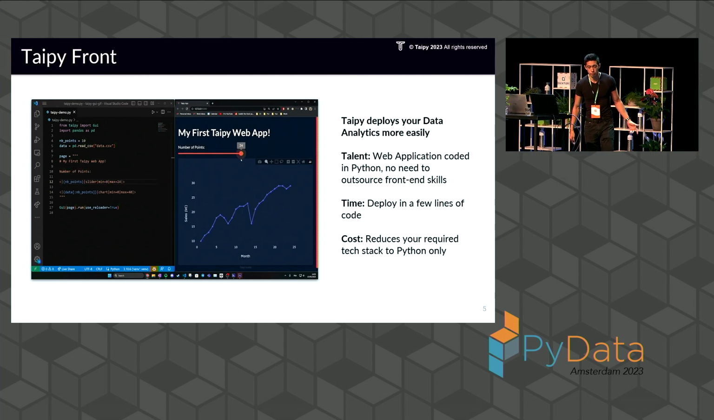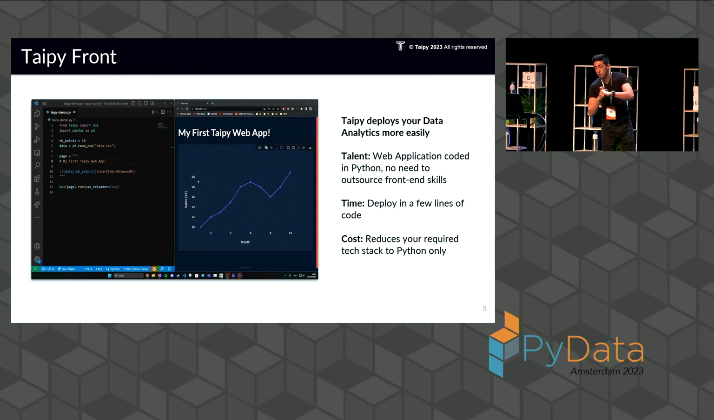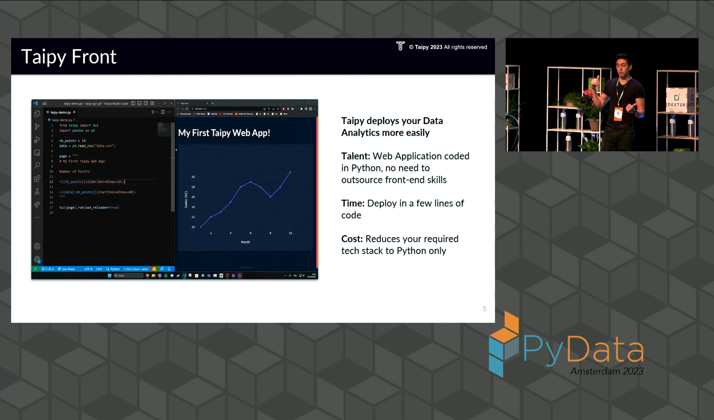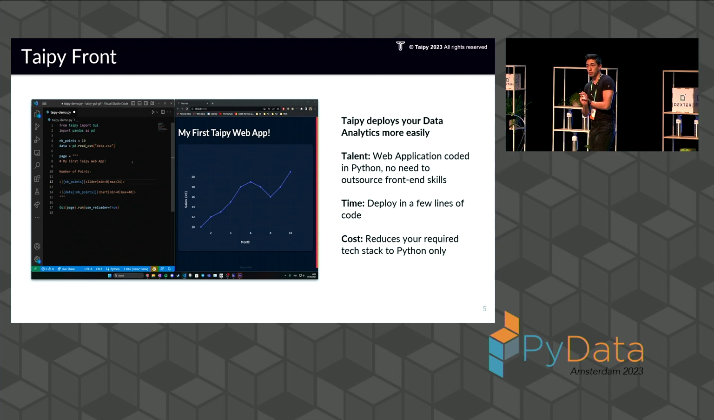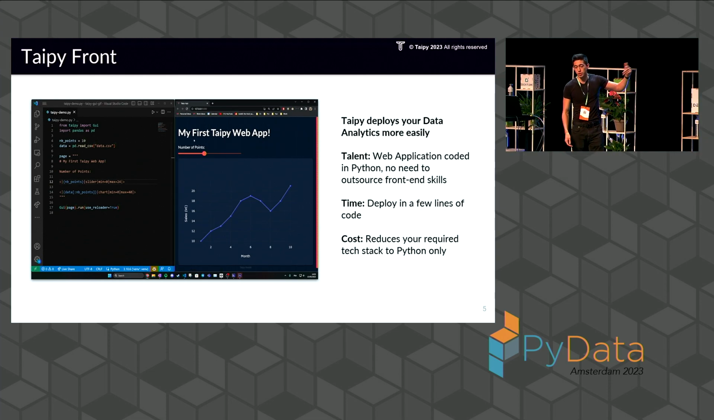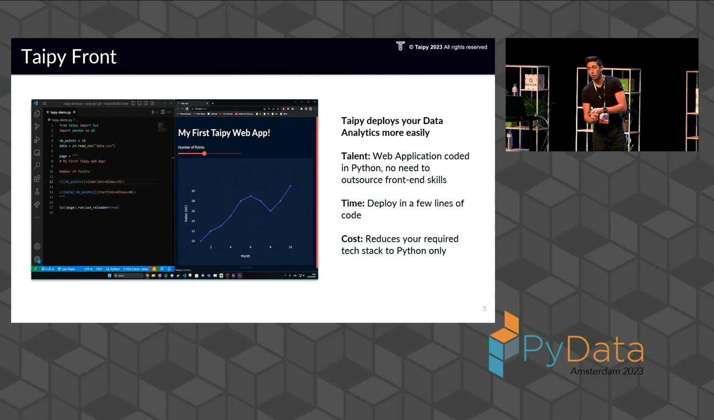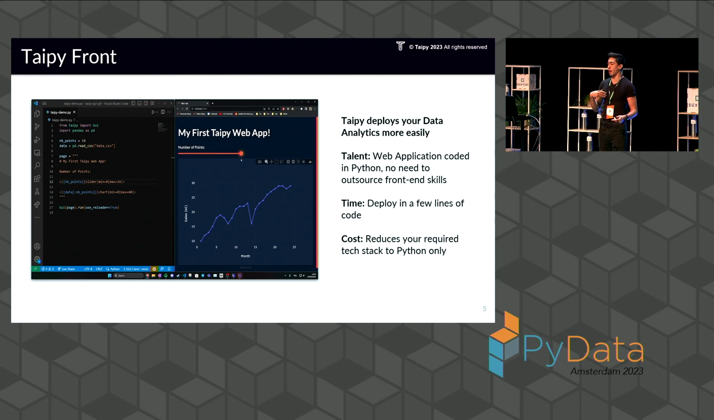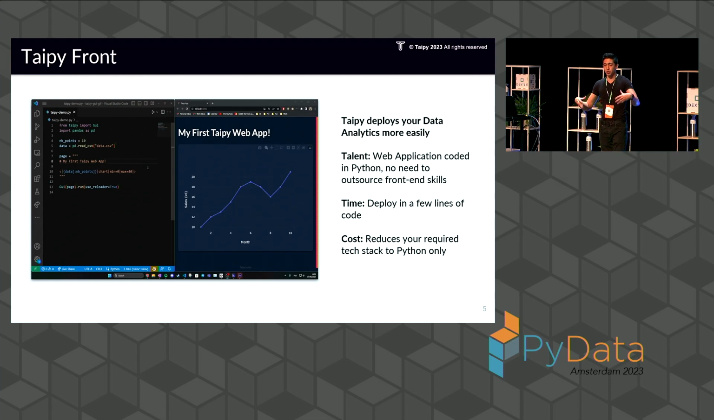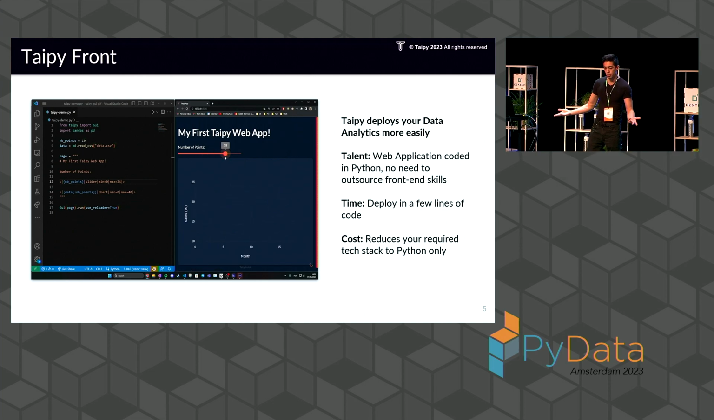So why is this useful? Well, in terms of talent, I just coded a web app using only Python. I didn't need to outsource any front-end skills like React. In terms of time, I just locally hosted a web app in 17 lines of code. If you try to do the same in React, it's not the same thing. And in terms of cost, well, if you have a data analytics team, it reduces your tech stack to only Python. You don't need to learn any other new languages.